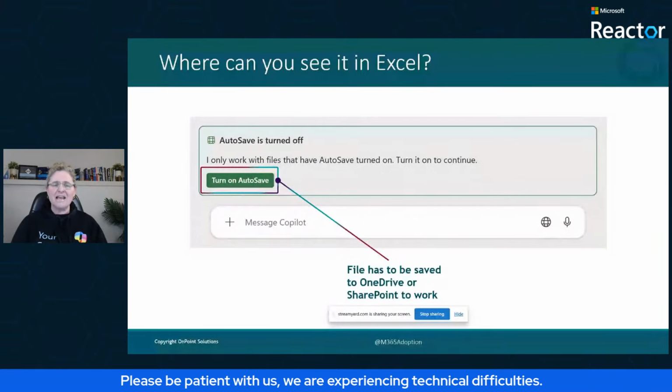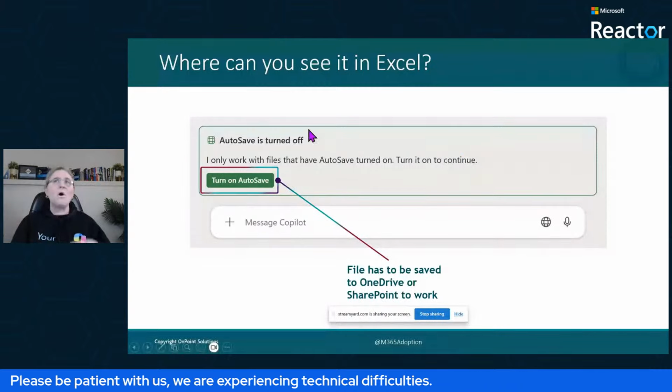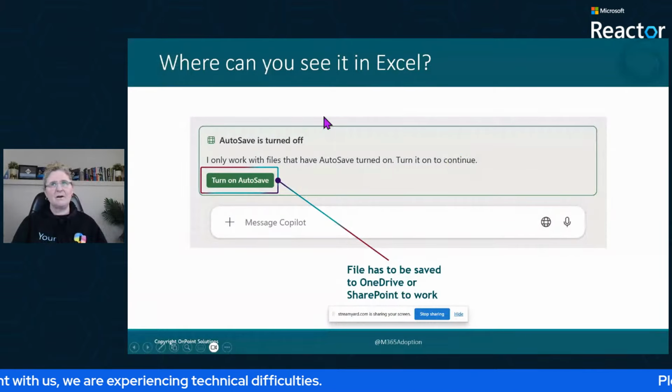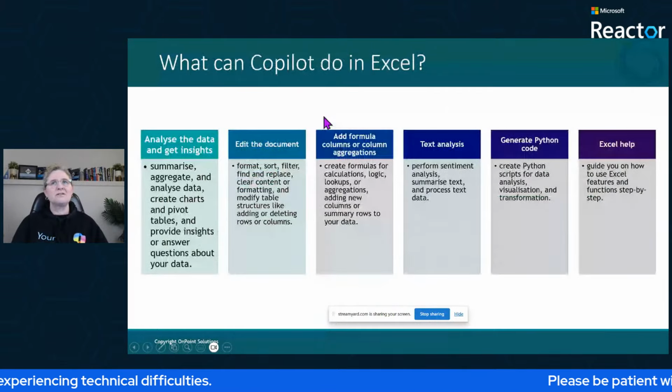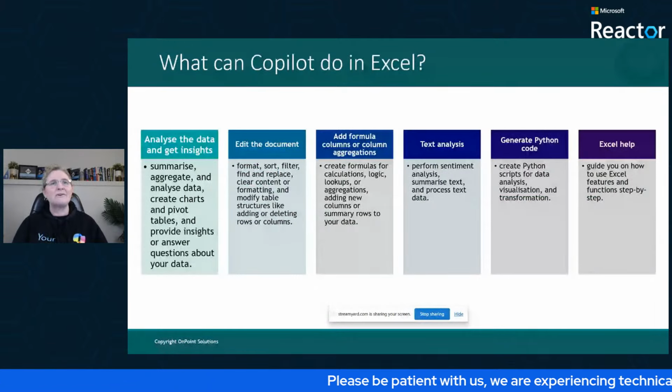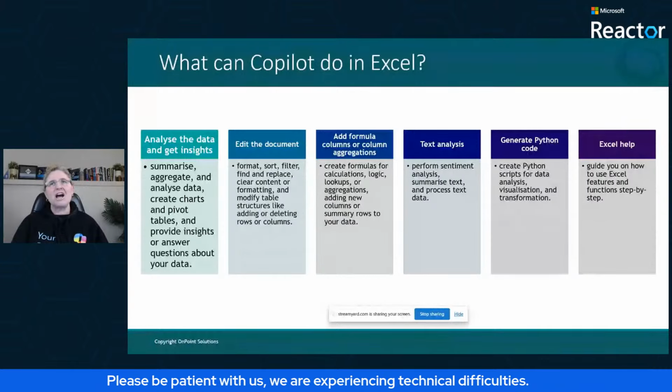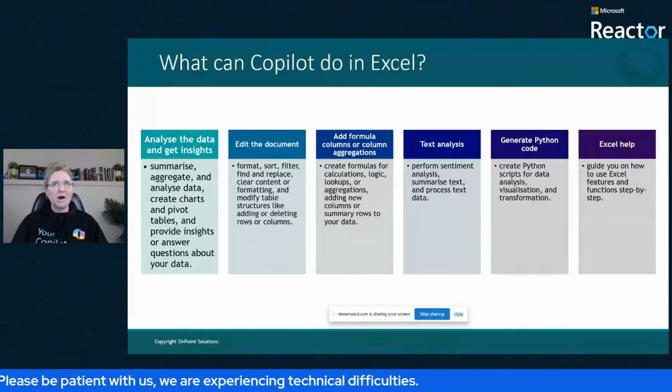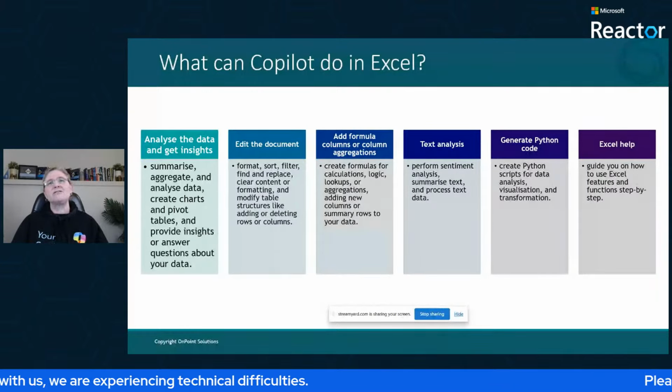So what can Copilot do in Excel? 1, it can do analysis and give you some insights. There are lots of different ways that you can summarize, aggregate and analyze your data. Creating charts and pivot tables. You can also edit, find, replace, sort and filter.